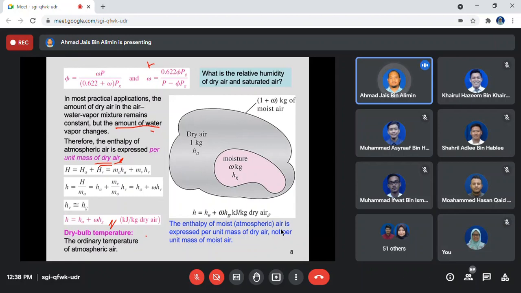And here the enthalpy of moist air. So it's another way to describe the quality of the air. Either we say atmospheric air or call it moist air. So both carry the same definitions, which means there is a presence of water vapor in the air. Okay, so everything is expressed per unit mass of dry air, not per unit mass of moist air.